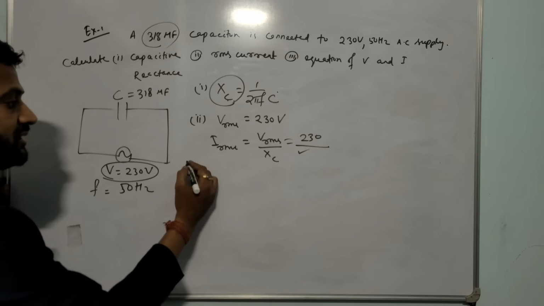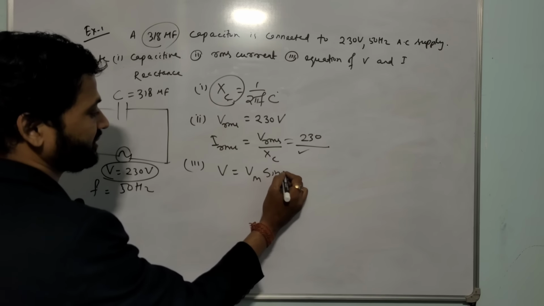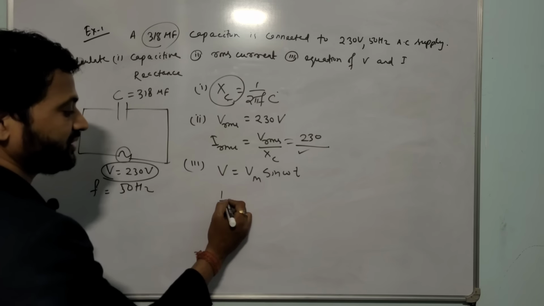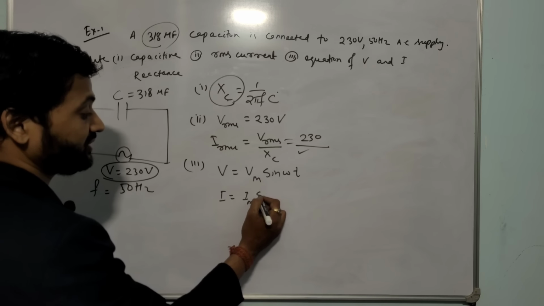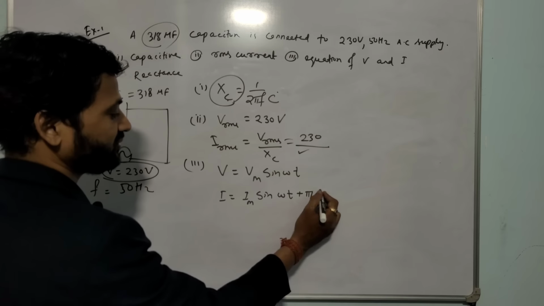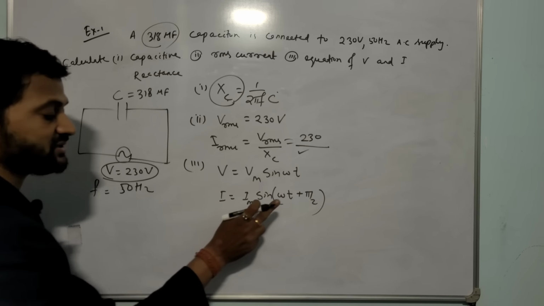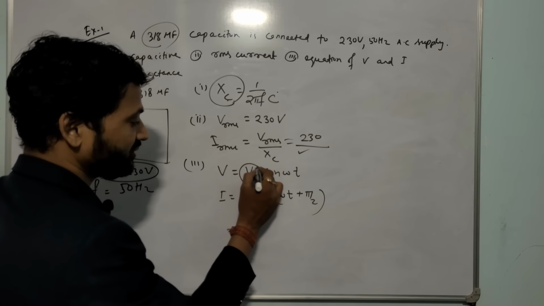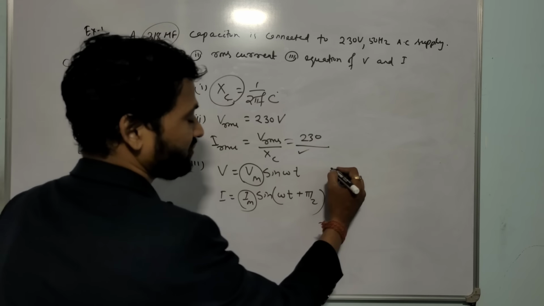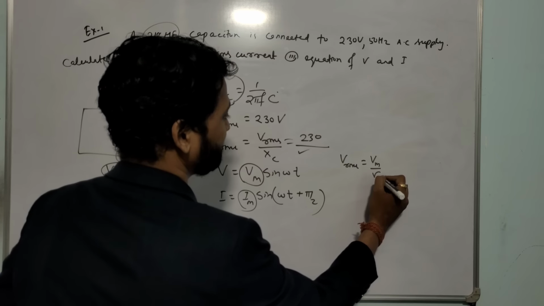इक्वेशन ऑफ वोल्टेज एंड करंट क्या है, इंस्टेंटेनियस इक्वेशन क्या था, Vm sin ओमेगा t, करंट इक्वेशन क्या था, Im sin ओमेगा t plus pi by 2. It is a pure capacitor. The angle between voltage and current is 90 degree. Then we do not know Vm and Im. So to find out Vm and Im, you know RMS voltage is maximum voltage by root 2.